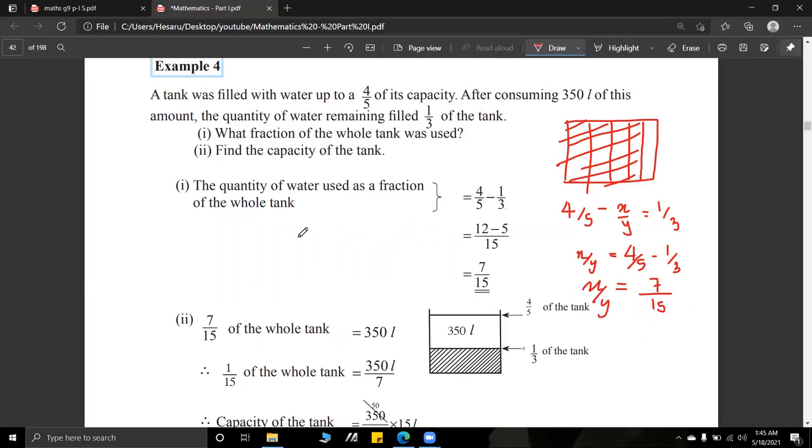When you are writing, you have to write it like this. If you are doing it this way, you have to state this: let's assume the fraction of water consumed as x over y. You have to write that, then you can do this. Full marks will be given for this too.